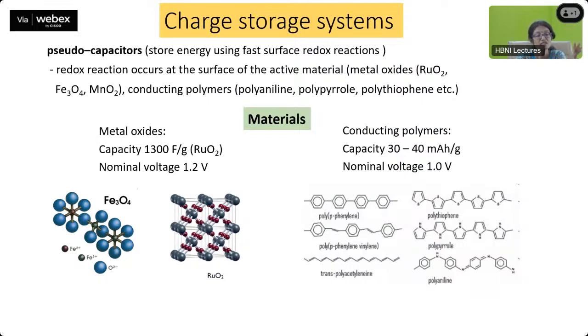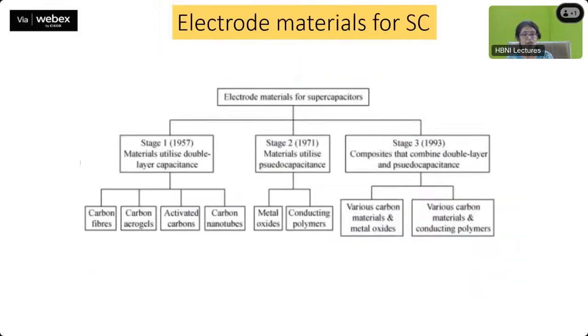So in the metal oxides, the capacity value is very high. It goes up to around 1300 farads per gram in the case of ruthenium oxide, with a nominal voltage of around 1.2 volts. In the case of the conducting polymers, on which you are spreading this particular oxide material, the capacity is around 30 to 40 milliampere hours per gram and the nominal voltage is around 1.0 volt. So this is the pseudocapacitor. As is very clearly evident from the last two slides, in pseudocapacitors the capacitance value is definitely much more compared to that of your EDLC.